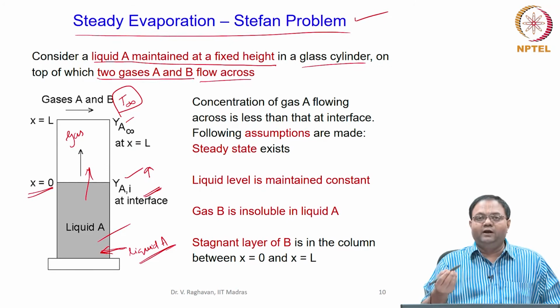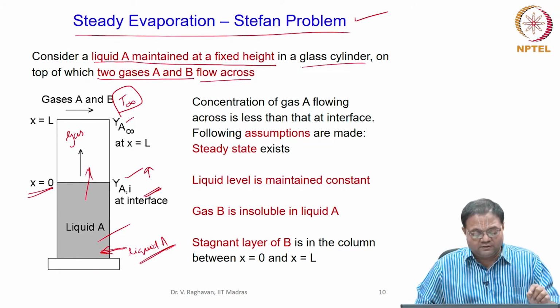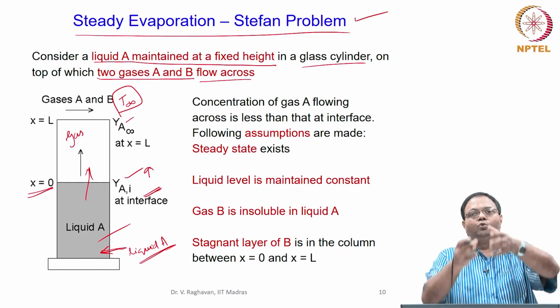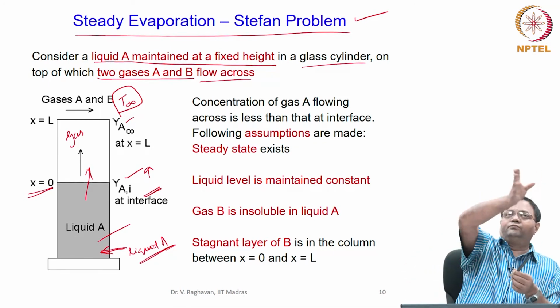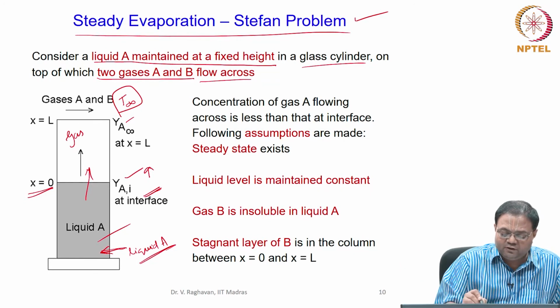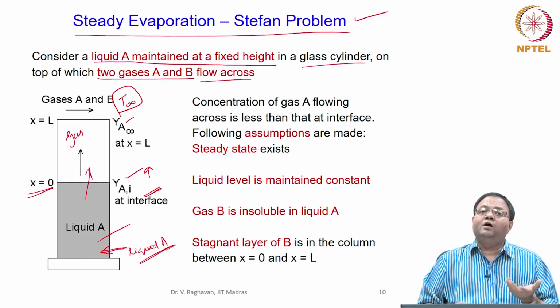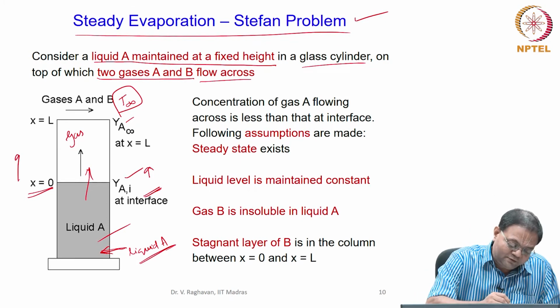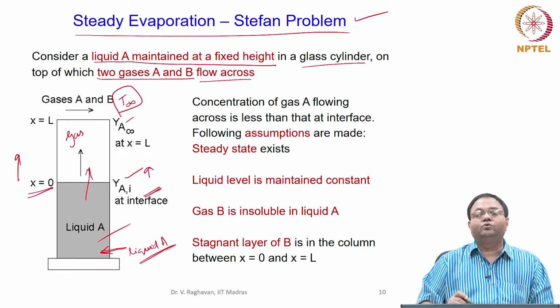So, that concentration gradient prevails in the same direction as the convection. So, how does convection come here? That is the liquid in a tube, and there is a slow flow of gases A and B in the horizontal direction. But what we are interested in is the transport in the x direction. So, this is the direction I want to resolve the transport.